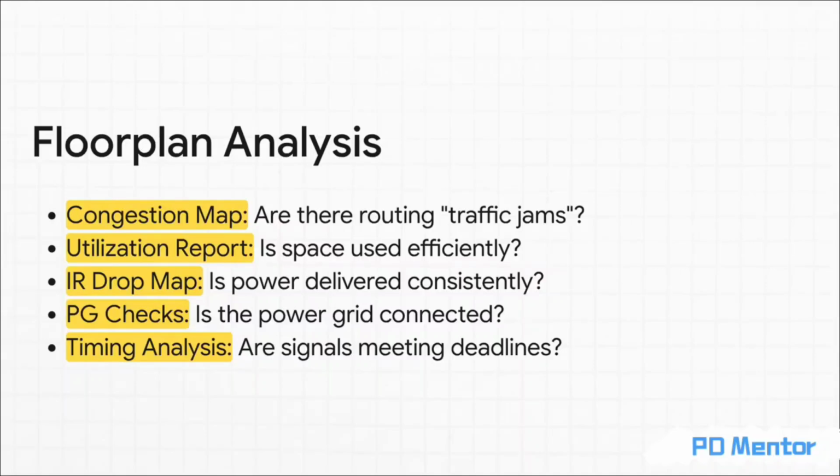First, you run a congestion map. Are there any future traffic jams hiding in your design? Next, you check the utilization report. Did we use our expensive real estate efficiently? Then, and this is a huge one, you generate an IR drop map. This is what finds those brownouts we talked about. Any spot on the chip that isn't getting enough power. A bad IR drop can lead to total failure. Every single one of these checks can uncover a show-stopping flaw that you have to fix before you can move forward.